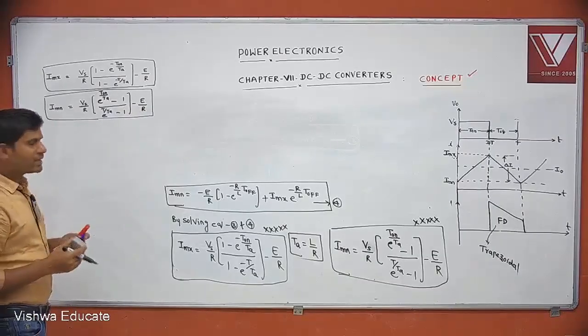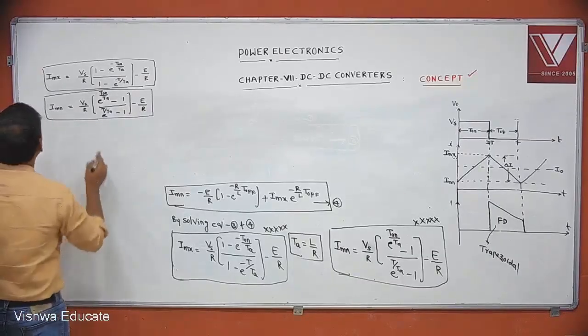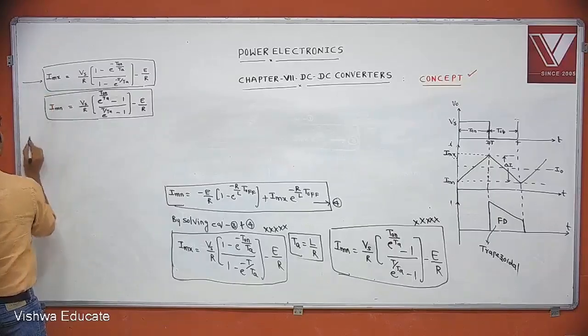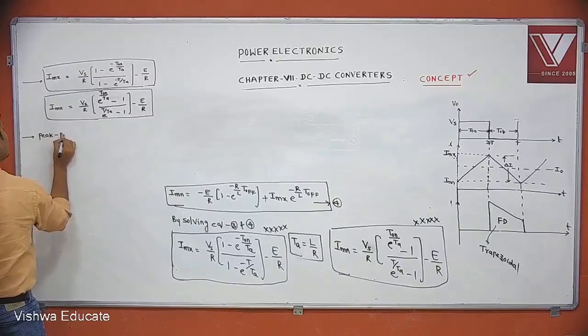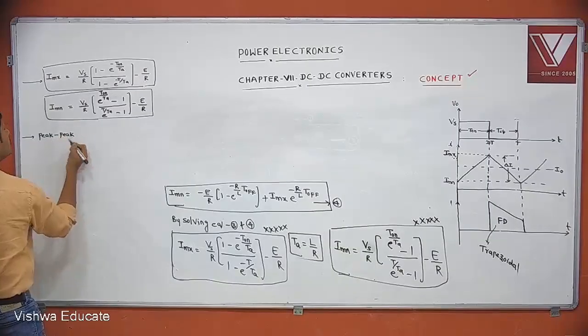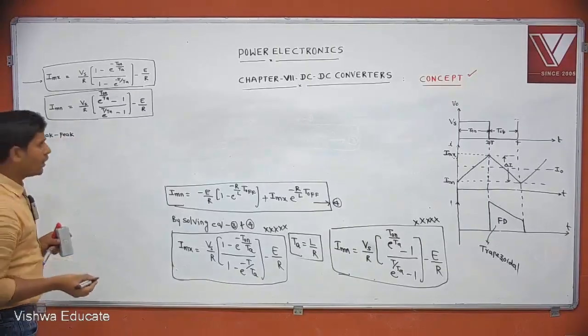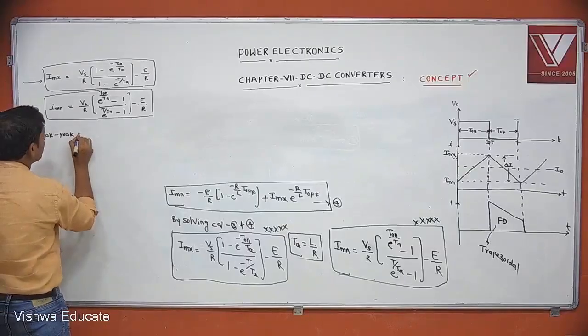Once you know the I maxima and I minima, you can write the peak to peak ripple current in the load.